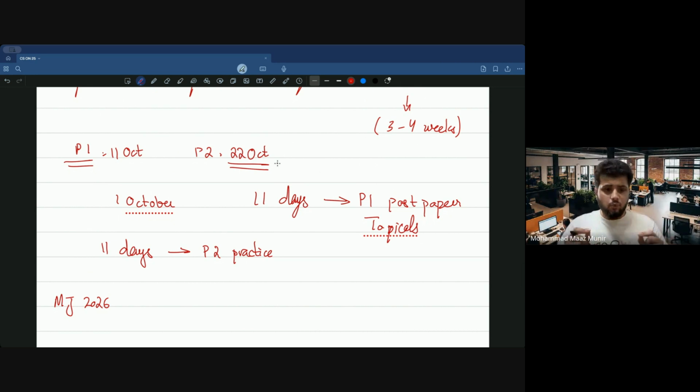And if you want to appear in May June 26 or in October November 25, there is no difference. It's up to you. The only benefit of appearing in October November 2025 is that you will have less pressure in May June 26, or if you are planning on taking extra subjects, you can either take CS as an extra subject by giving it in October November 25, or maybe give CS in ON 25 and take some other subject in May June 26. But there is no difference in the syllabus.